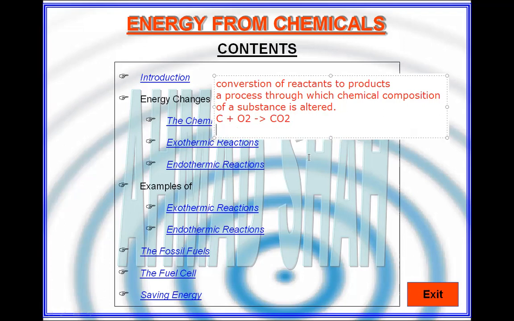One more example, calcium carbonate when heated, then carbon dioxide is formed along with calcium oxide. So we have one reactant on the reactant side as well as two products on the product side. Both are chemical reactions.